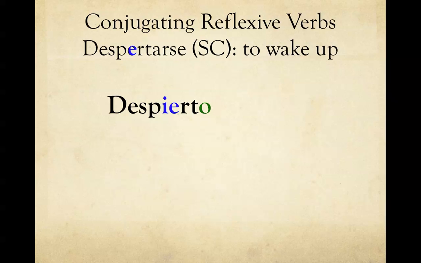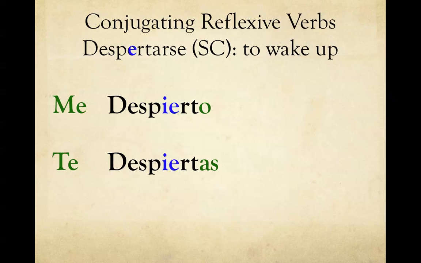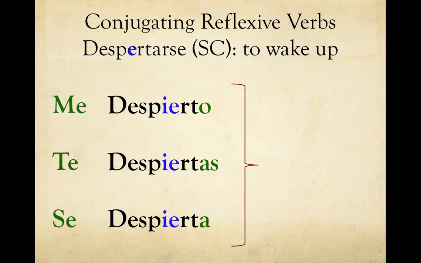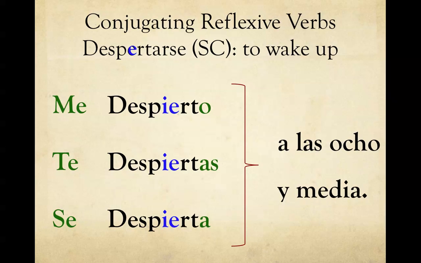Despierto, okay? So we see our stem changing and our yo form conjugation. So we just add the me, okay? So you can see that the me despierto, but be careful with the stem changing. So what do you think about for the tú form? Te despiertas and se despierta a las 8:30.